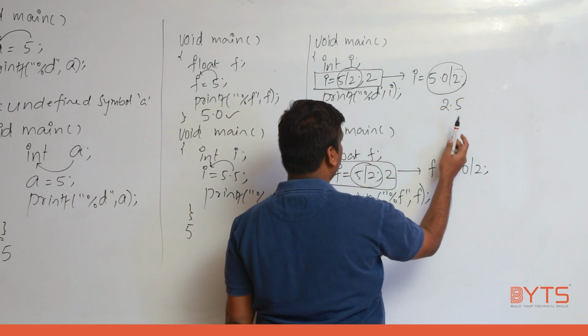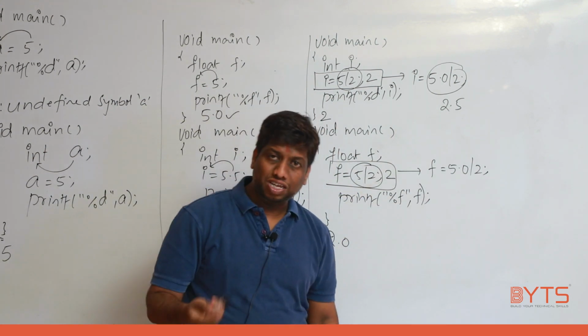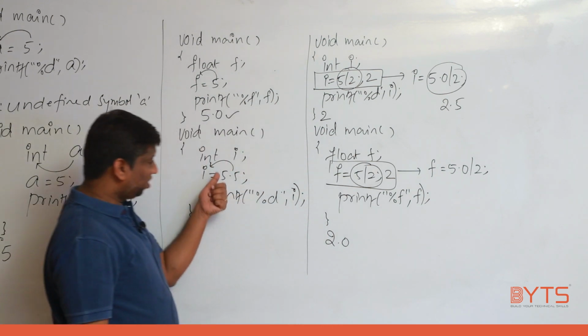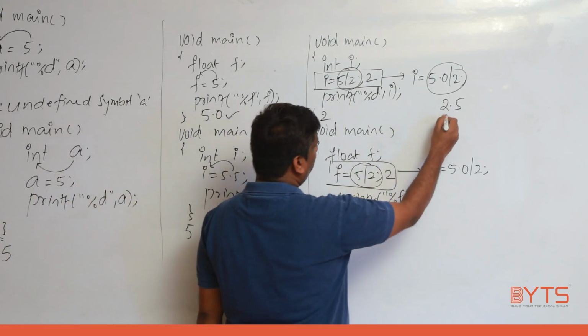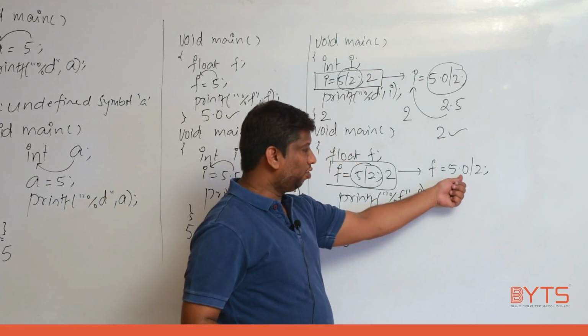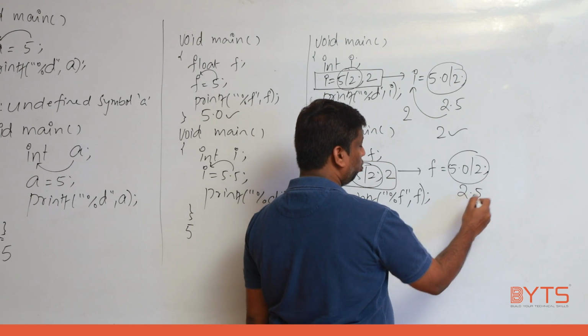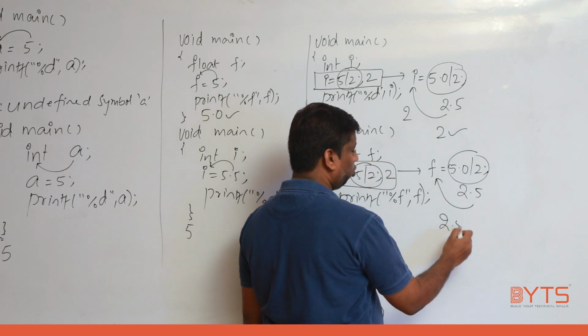Now, 5.0 by 2 will be replaced with what value? 2.5. What type is 2.5? Float type. What type is I? Integer type. Is it possible to assign float to integer? Yes, that's what we discussed here. So when you assign, what will be the answer? 2. So what is the output? 2 is the output. Now, 5.0 is a float type, 2 is an integer type. So the result is float type 2.5, and F is also float. So the answer is 2.5.